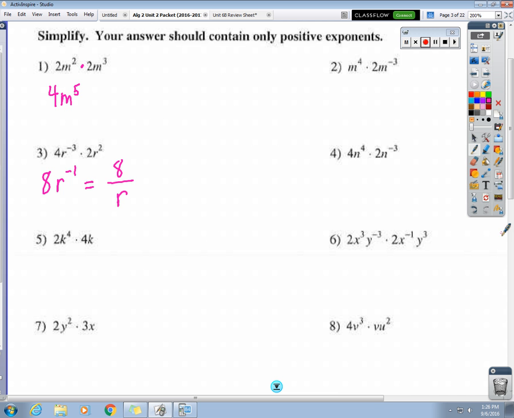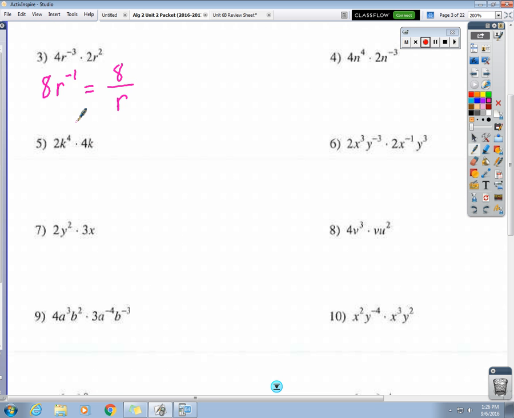Okay, number 5. First, we multiply the coefficients. 2 times 4 is 8. This k is to the 4th power. What is this k raised to? The 1st power. So what do we do with those exponents? Add them, and we get k to the 5th power, right?